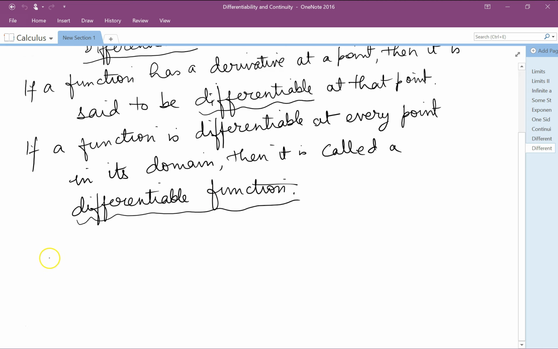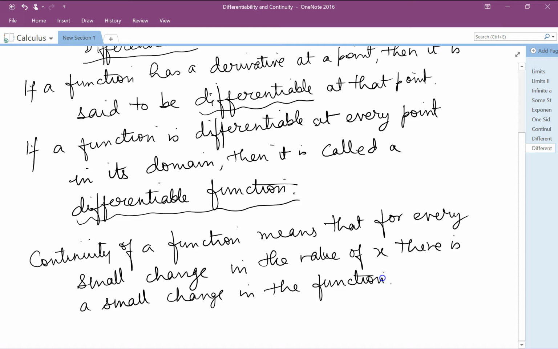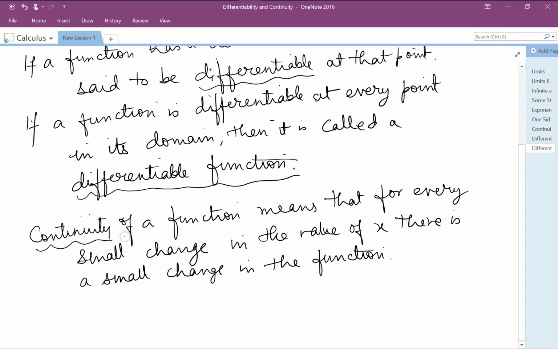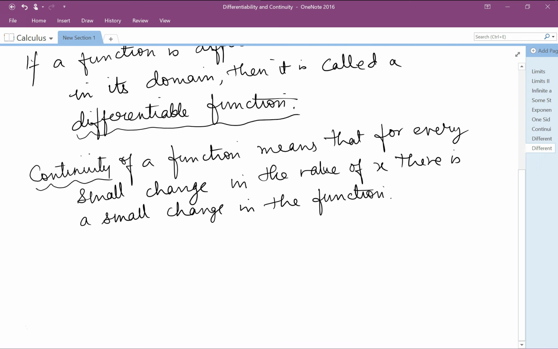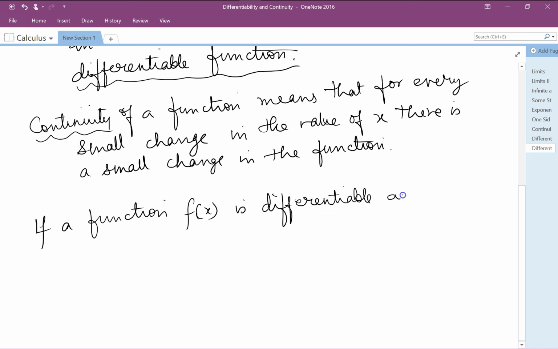And we have seen the concept of continuity. Continuity of a function means that for every small change in the value of x, there is a small change in the function. So let's look at it in combination, differentiability and continuity. I'll make a statement. If a function f of x is differentiable at x equal to a, then f of x is continuous at x equal to a.